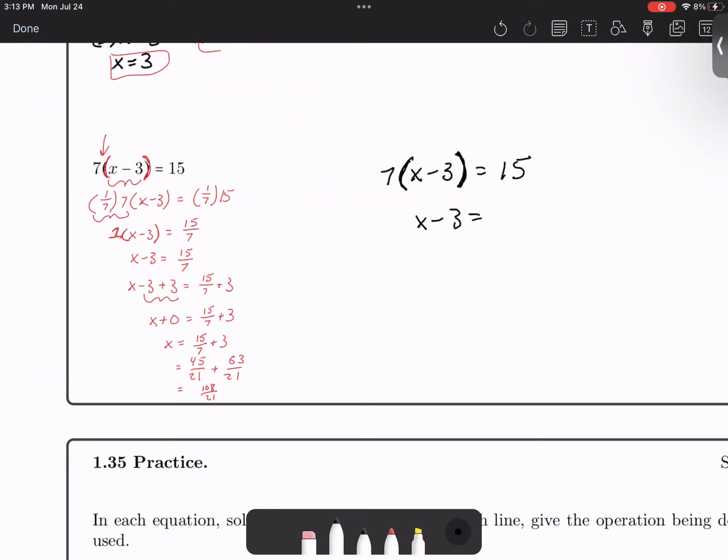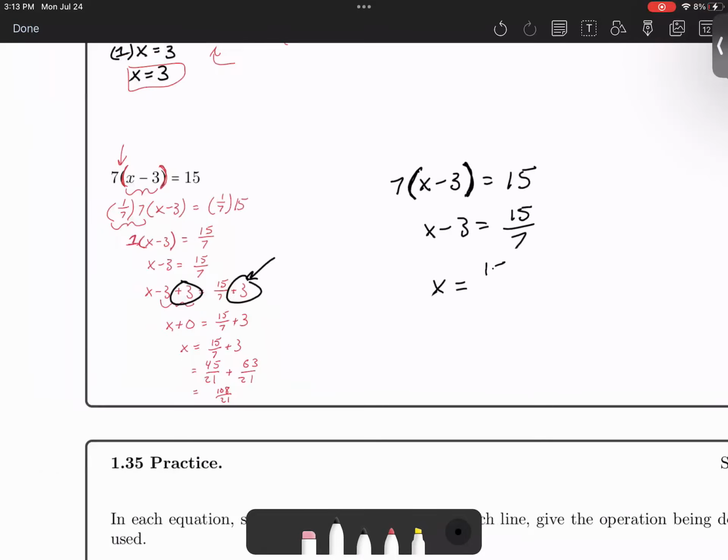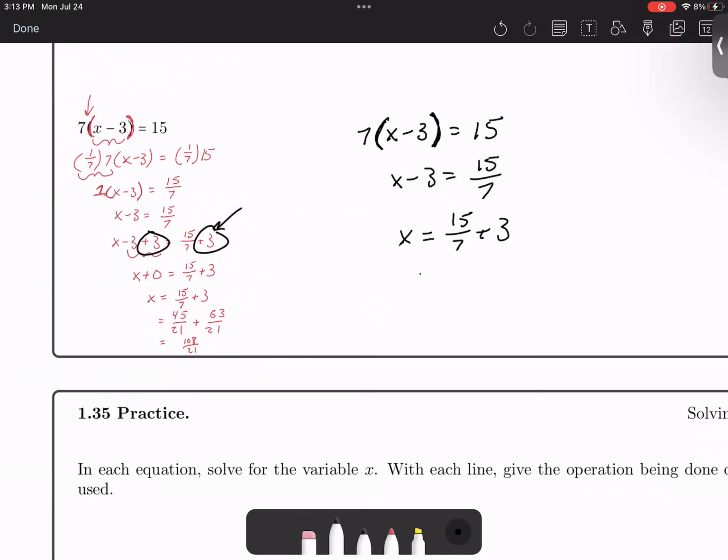Now what do you need to do? You need to add 3 to both sides. So don't show me that you're adding 3 to both sides like we did over here. Just do it. If you add 3 to both sides, your left-hand side is now x. Your right-hand side is now this. And you can see it spits us out at exactly the same point. You're still going to find that x has to be 108 over 21.